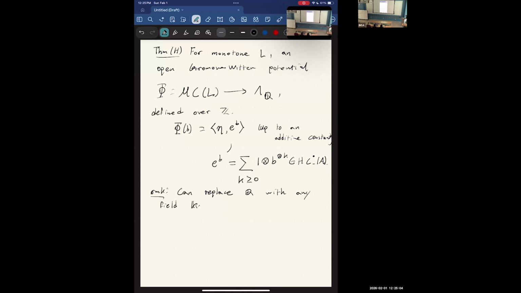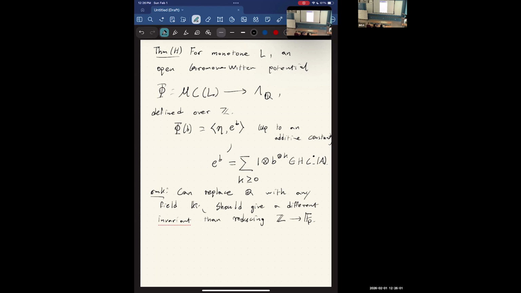But I just want to point out that if you take some monotone Lagrangian and you look at its Z or Q valued open Gromov-Witten potential, then you can take the characteristic P reduction of this, think of it or reduce coefficients to the field with P elements or something. And what I expect is that this should give you a different invariant than reducing from Z to a field with P elements.